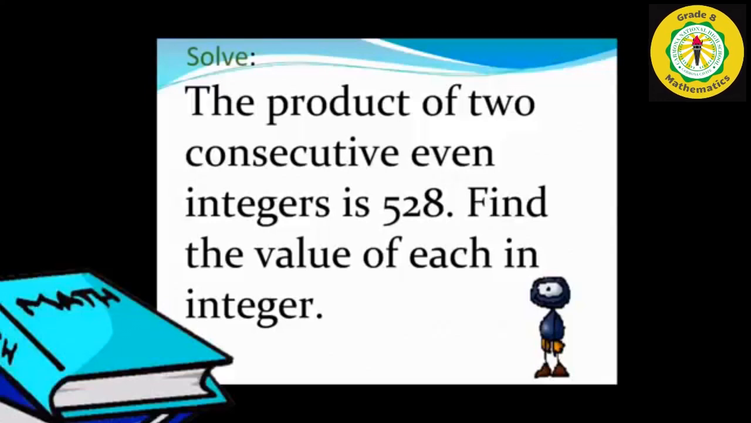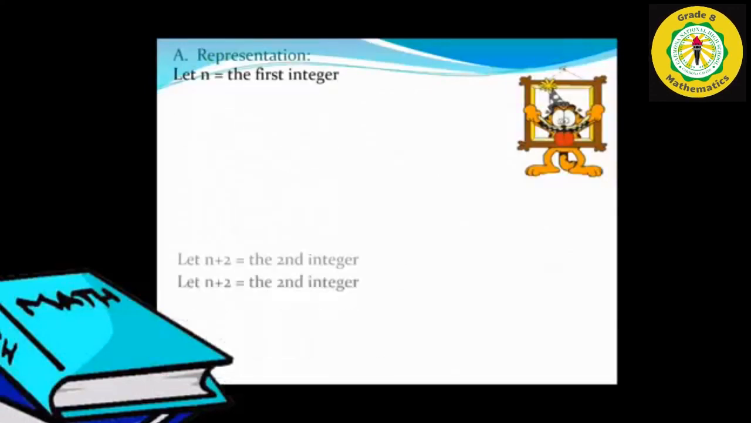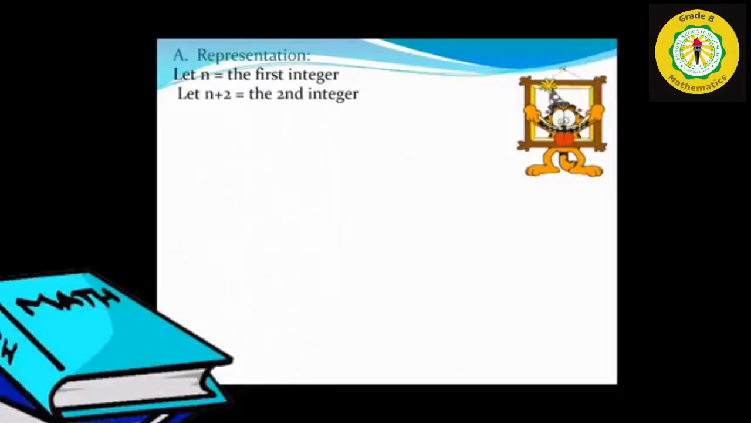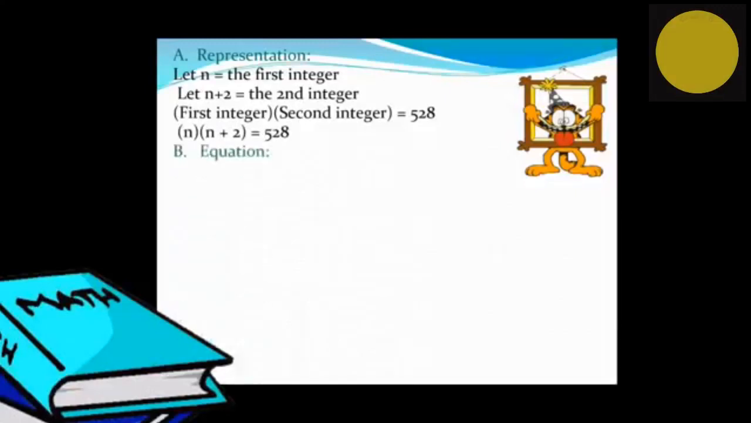The next problem, the product of two consecutive even integers is 528. Find the value of each integer. For representation, let n the first integer, let n plus 2 the second integer. And since we need to find the product of two consecutive even integers, first integer multiplied by the second integer is equals to 528.